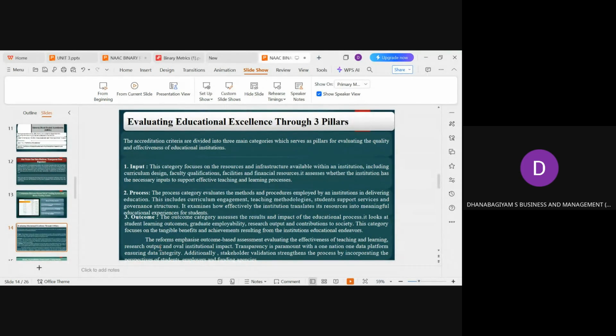And next, when you talk about the research output, whatever research is being done by the students at the graduate level, at the PG level, or even at the PhD level, or by the researcher along with the faculty, whether it contributes to society. This needs to be measured very clearly in outcome. So this category focuses on tangible benefits and achievements resulting from the institution's educational endeavors.